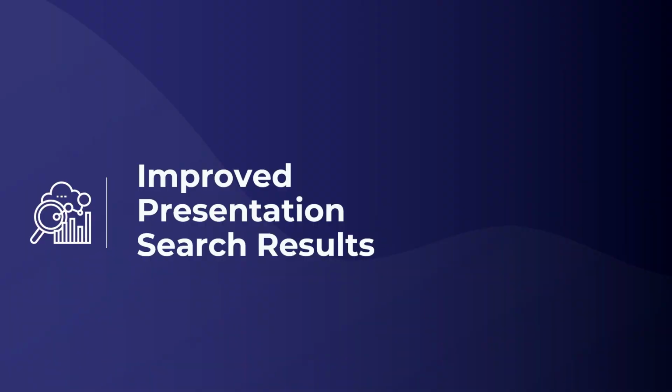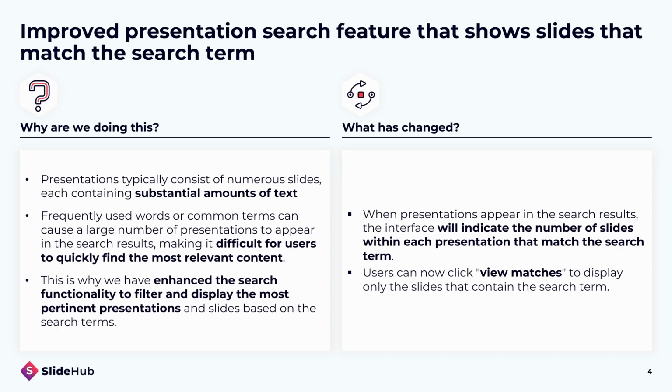Improved presentation search results. Improved presentation search feature that shows slides that match the search term. Why are we doing this? Presentations typically consist of numerous slides, each containing substantial amounts of text. Frequently used words or common terms can cause a large number of presentations to appear in the search results, making it difficult for users to quickly find the most relevant content. This is why we have enhanced the search functionality to filter and display the most pertinent presentations and slides based on the search terms.